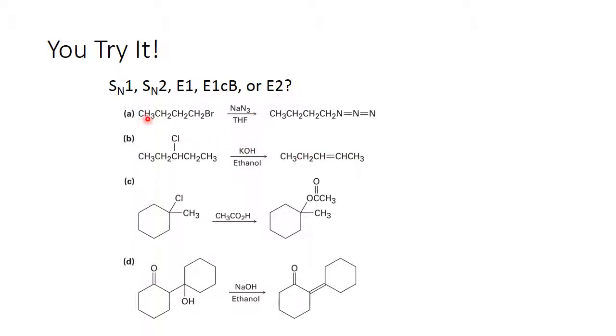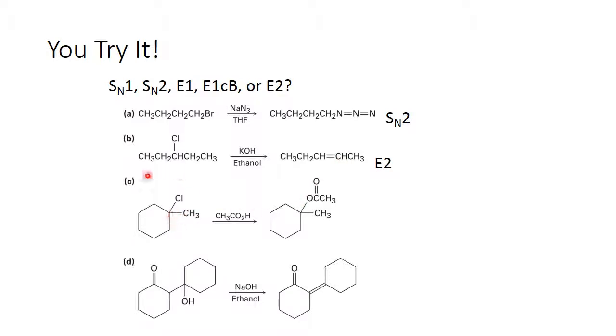For this first reaction, right here, we have a primary carbon. What's happening? We're getting substitution occurring. It's primary, so it has to be SN2. Right here, what do we have? We have a secondary halide, but we've got a base. So what must happen? E2.